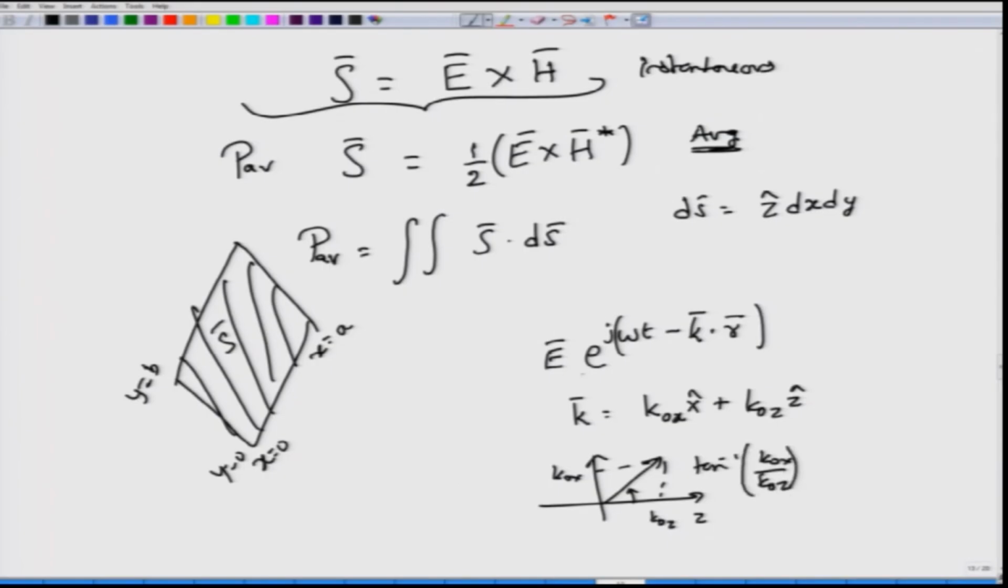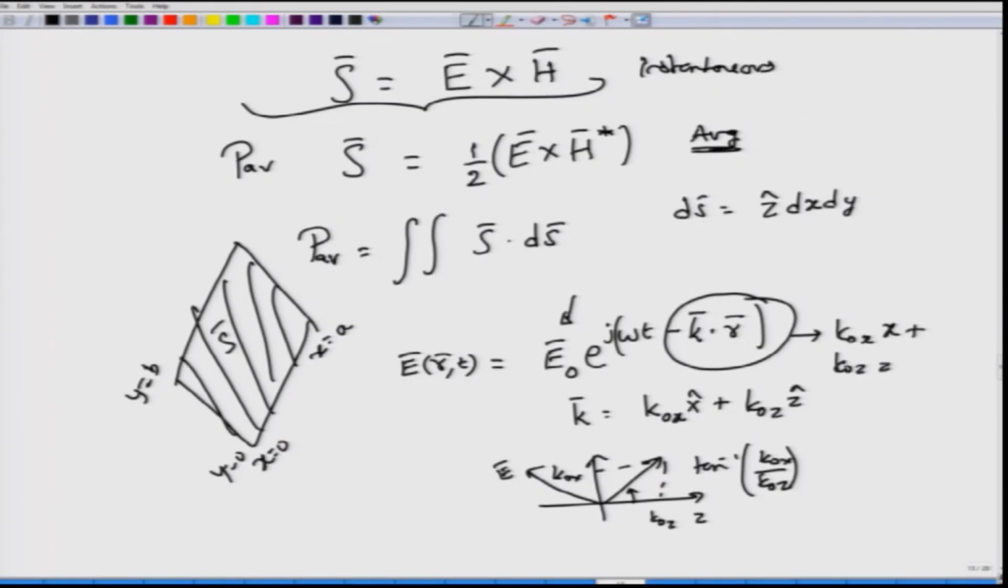And the electric field itself, which is now a function of r and t, is given by its vector, which depends on this direction. So, the electric field could be directed this way, this is the electric field direction, and then in terms of the phase it would be k dot r. Of course, in this case r is equal to x x hat plus y y hat, and you will see that k dot r will turn out to be k0x x plus k0z z, indicating that the wave is propagating in the x and z plane.